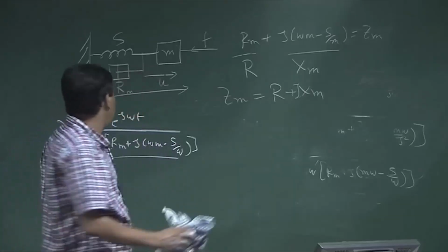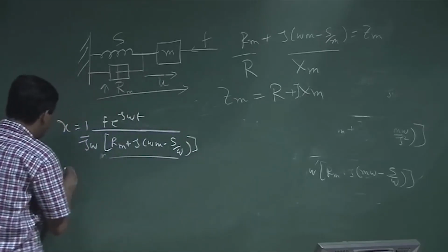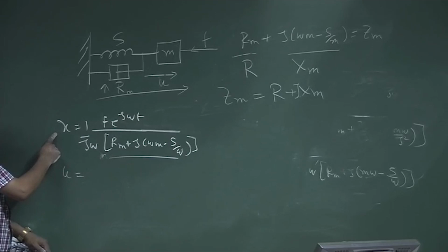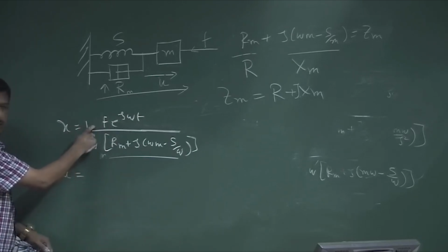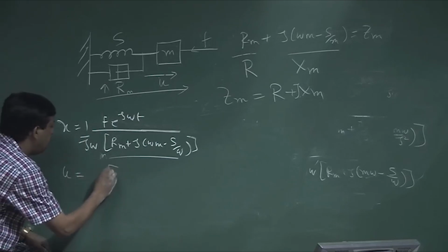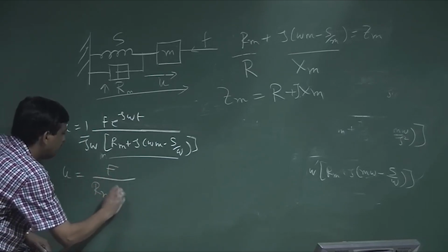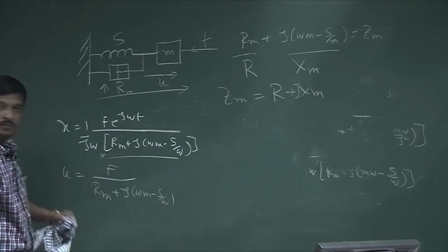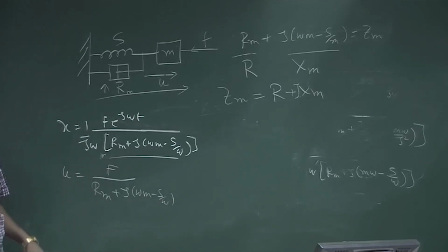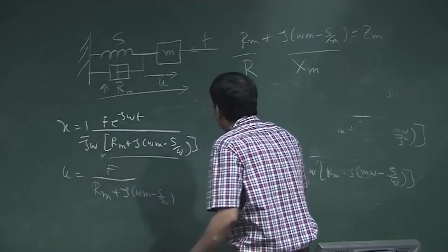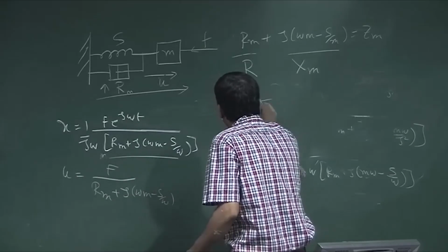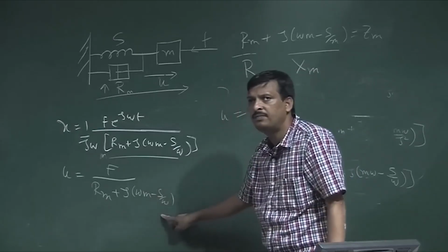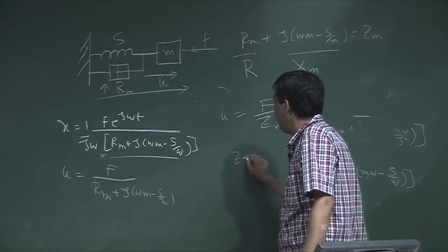Now, this is x. Then what is u? u is nothing but dx by dt. If I take dx by dt, j omega will come here, so j omega will be cancelled. So it is nothing but f by Rm plus j into omega m minus s by omega. Is it okay or not? Think about what this is. So u is nothing but f by Zm.